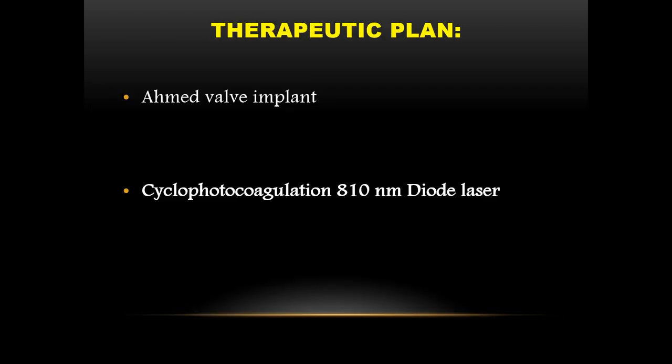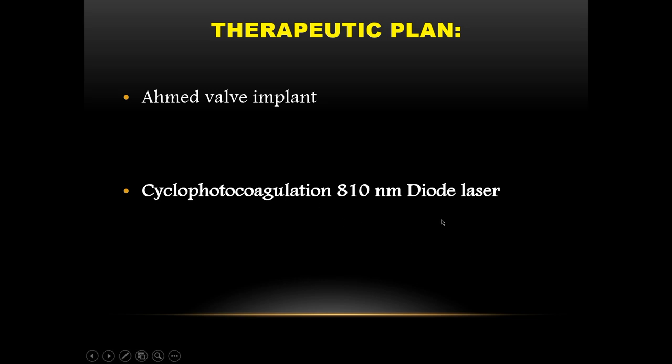So the therapeutic plan in this case, when you have glaucoma and you still have vision, you can choose between two options. You can do an Ahmed valve implant in order to increase the drainage of the aqueous humor and preserve the vision for some months, okay? Or you can do cyclophotocoagulation using the diode laser, 810 nm. Okay? So those are the two options. We talked to the client about those options and about the outcome of those procedures, and they decide what to do.